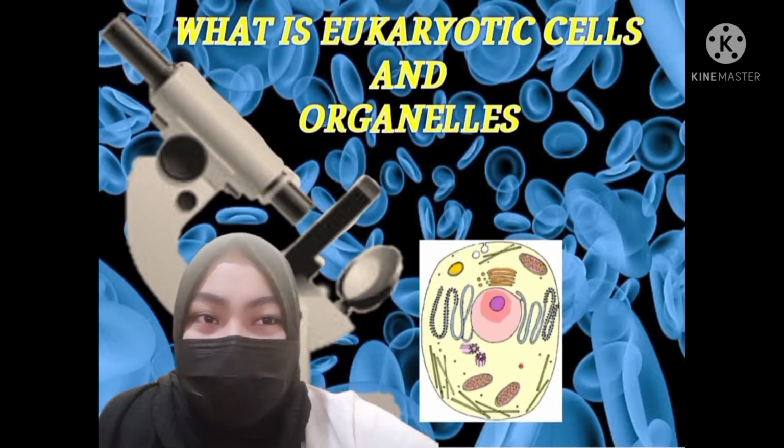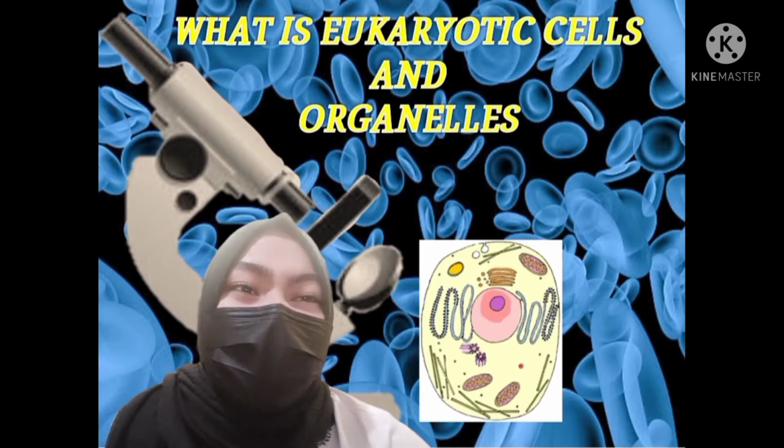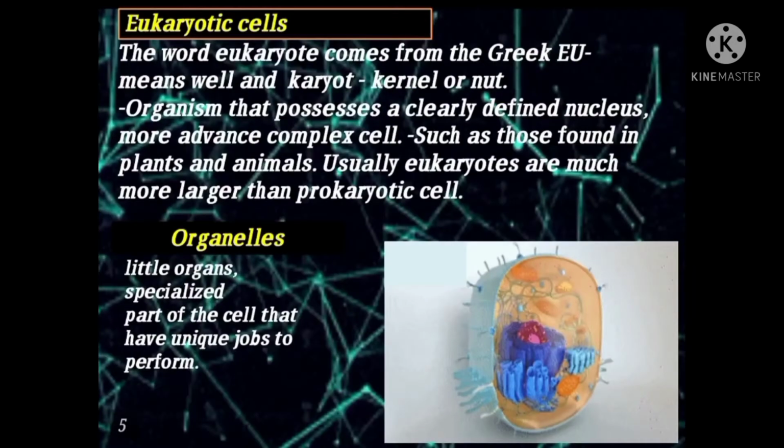So let me start with the eukaryotic cell. What really is a eukaryotic cell? Eukaryote comes from the Greek word eu, which means well, and karyon, which means kernel or nut. It's because when scientists originally looked at the eukaryotic cell, they saw a very well-formed circular object in the center of the cell, and it looked like a nut. So that's why they call this cell a eukaryote, because it has a very well-formed nut in the center.